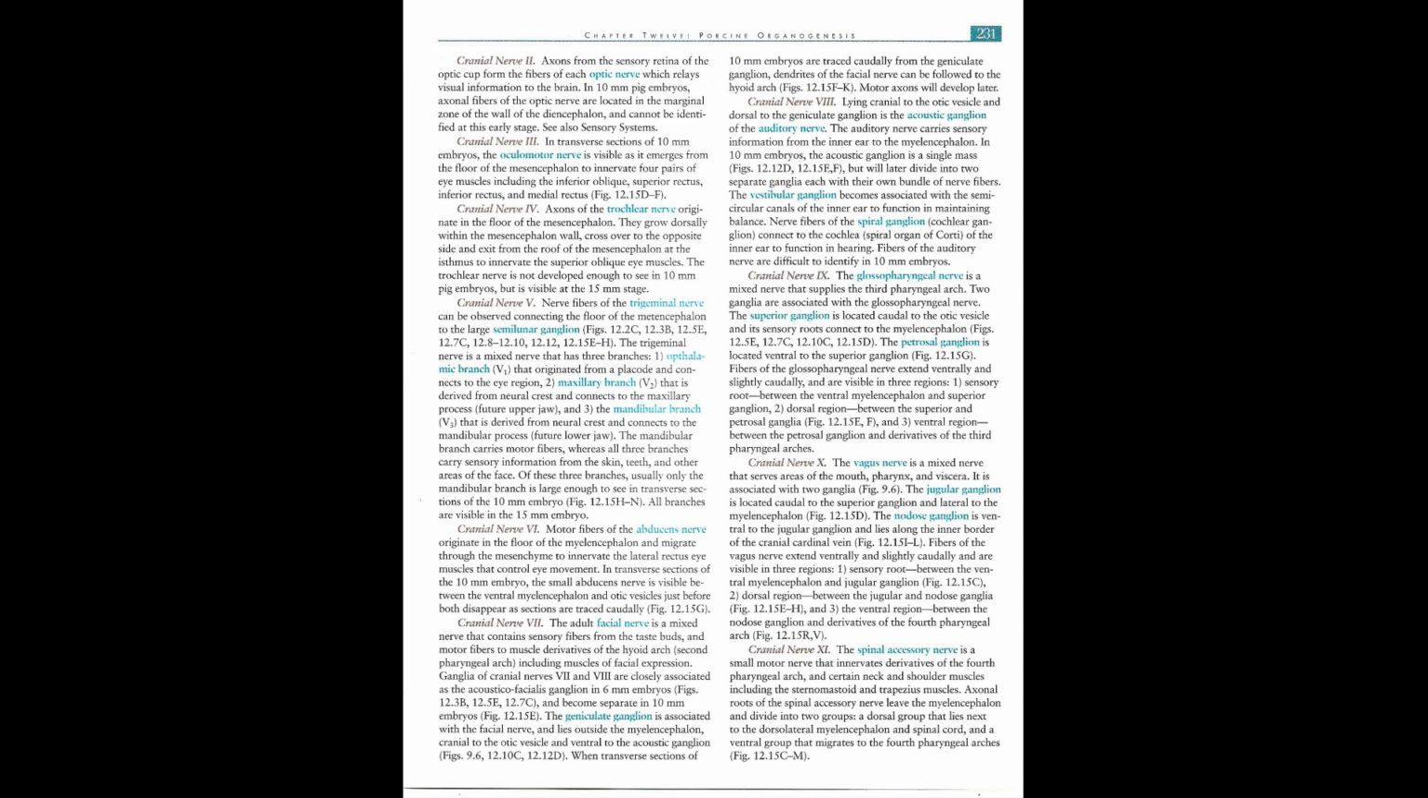Fibers of the glossopharyngeal nerve extend ventrally and slightly caudally, and are visible in three regions: 1. Sensory root between the ventral myelencephalon and superior ganglion, 2. Dorsal region between the superior and petrosal ganglia, Fig 12.15e, f, and 3. Ventral region between the petrosal ganglion and derivatives of the third pharyngeal arches.